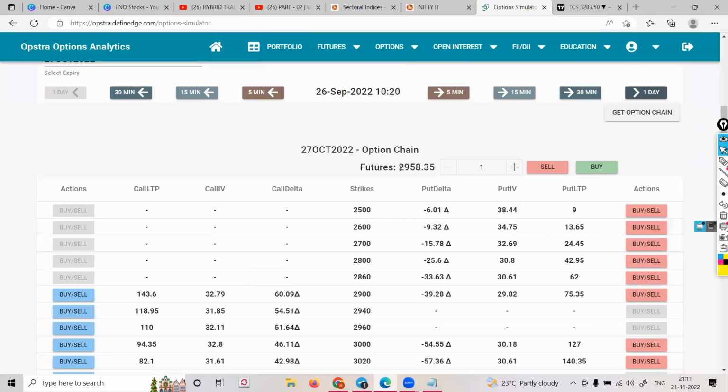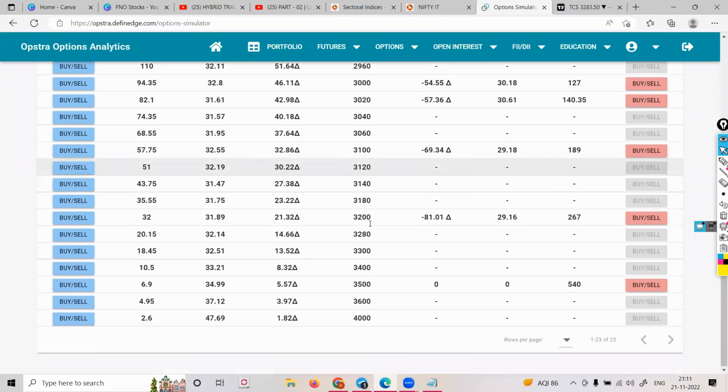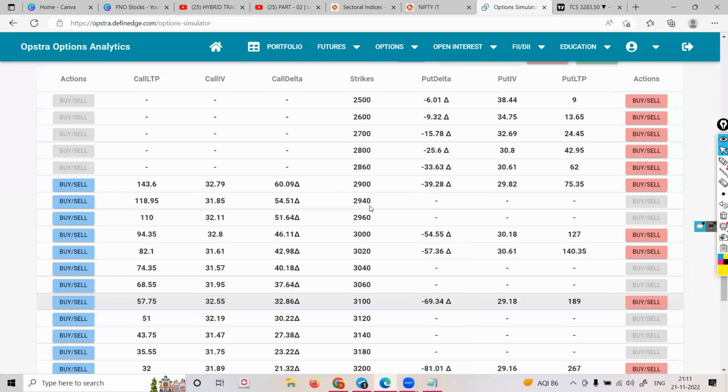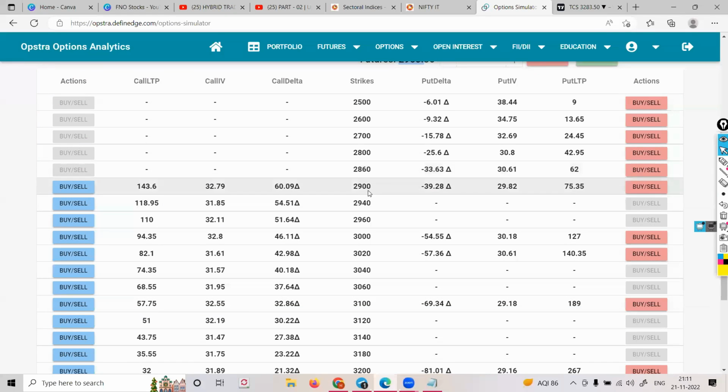The market stands at, your TCS stands at 2,958. Okay, 2,958. Can someone please remember? 2,958 is where the market stands. So maybe, yeah, this one. So this is your ATM.